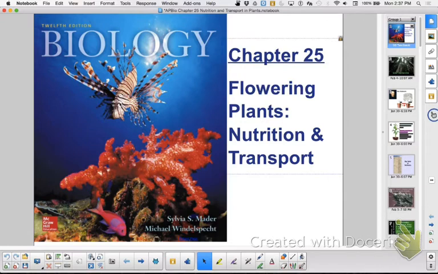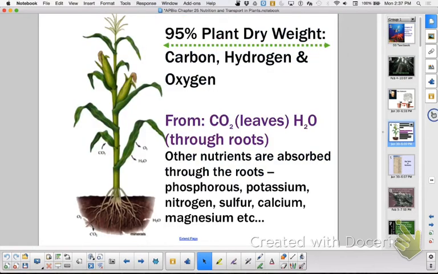So, first thing, we want to know this, okay? 95% of the dry weight is carbon, hydrogen, and oxygen, and you want to know where it gets that. How does it acquire it? Could you write an essay on how it acquires what it needs? So how does it acquire the carbon that it needs? Oh, it comes through stomata, right? Through the stomata. That's how it gets the carbon that it needs.